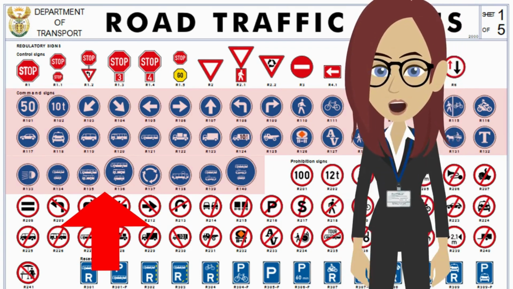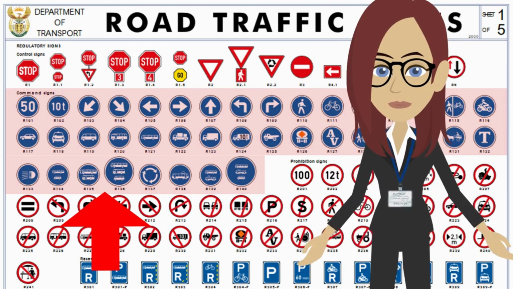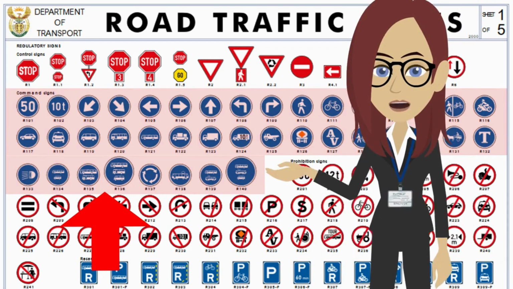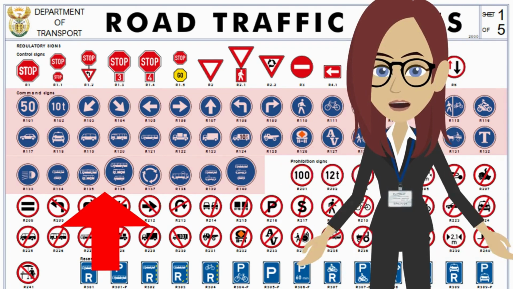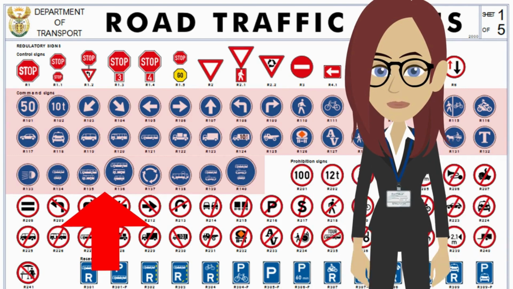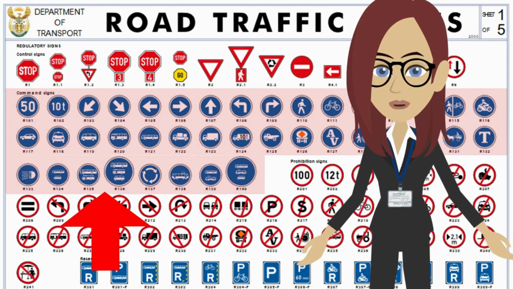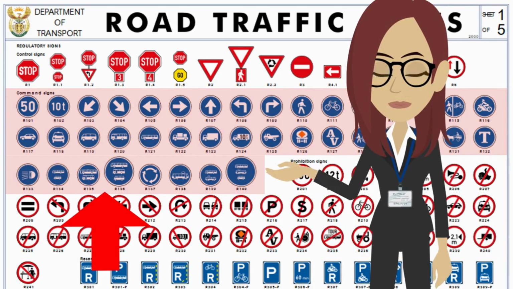Those specific command signs mean that the road user, indicated by a symbol on the sign, must only use that part of the road where the sign is displayed. No one else is allowed to use that part of the road.